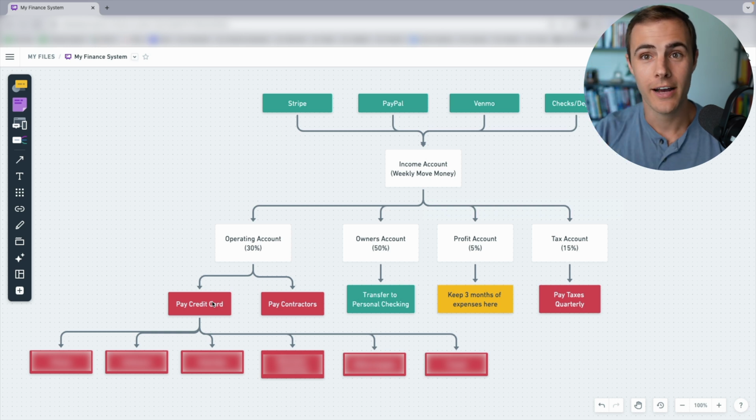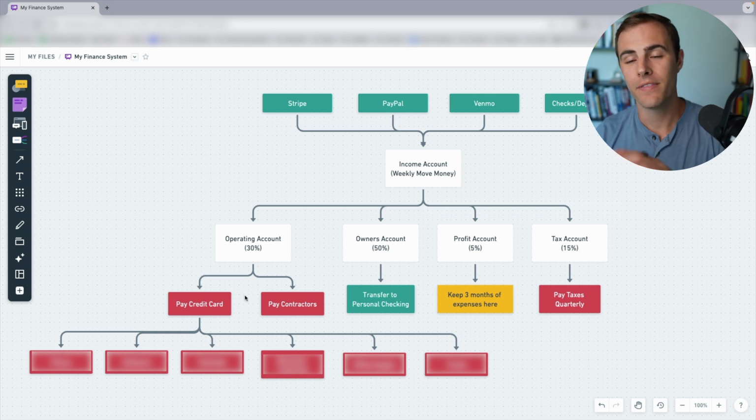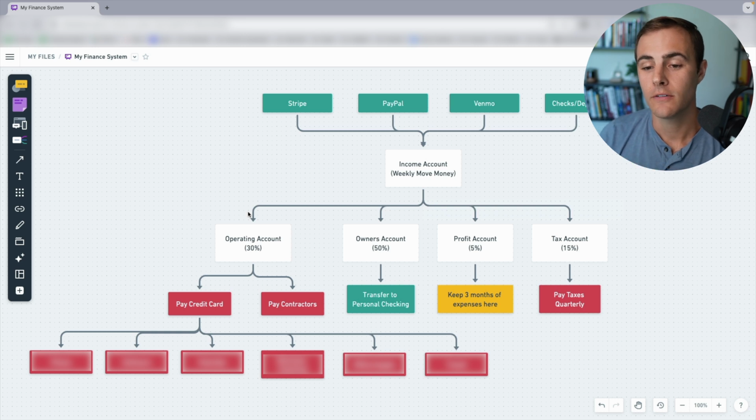But you can rack up a ton of points if you use credit cards for expenses that you have the cash for. So I run all of my expenses on a credit card, except for what I pay my contractors. And the reason for that is what I do it directly from this account in my bank. I just have direct deposit set up.